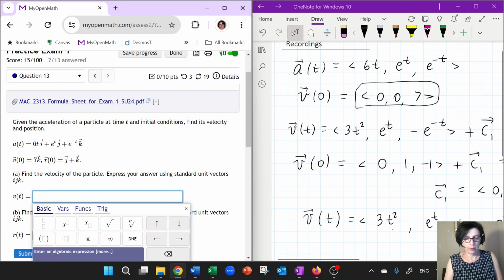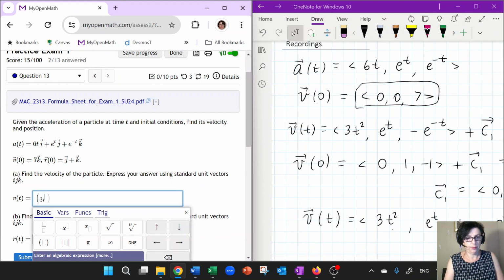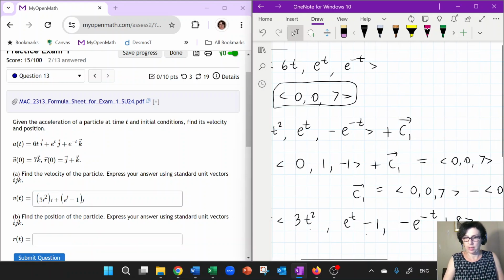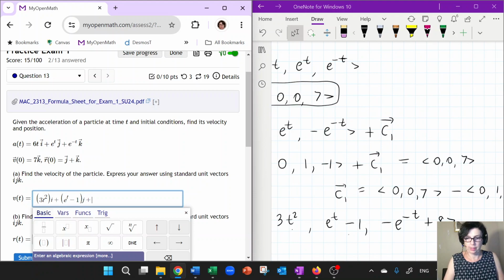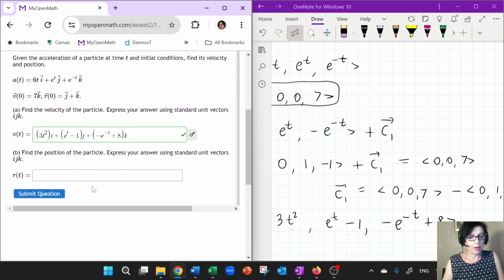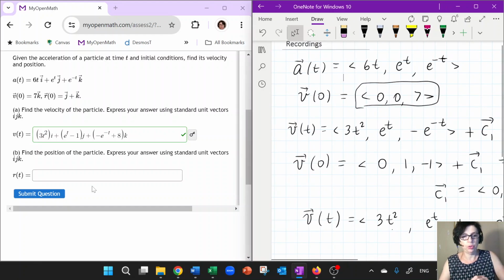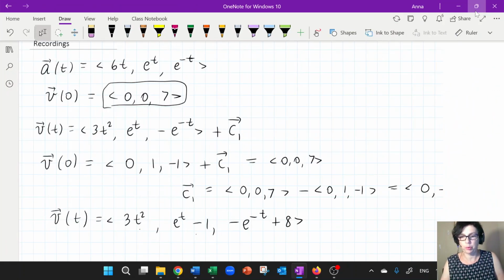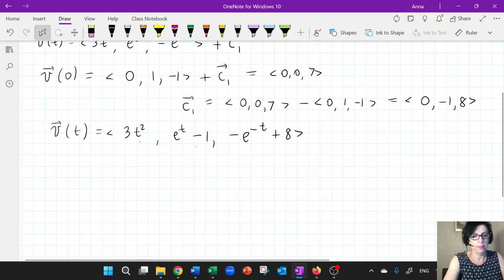So here I will just enter 3t squared i, and then plus e to the power t minus 1 j. And then let me actually put that plus here, but then put this in parentheses. Okay, so that's that for velocity. Now, if I want to find the position, I need to integrate one more time. So let's integrate one more time. This would be the position.